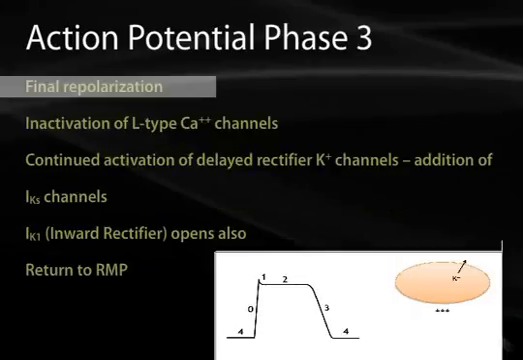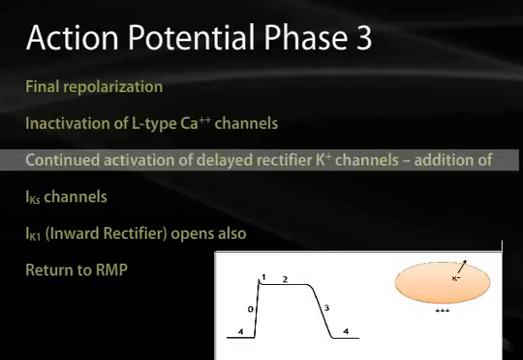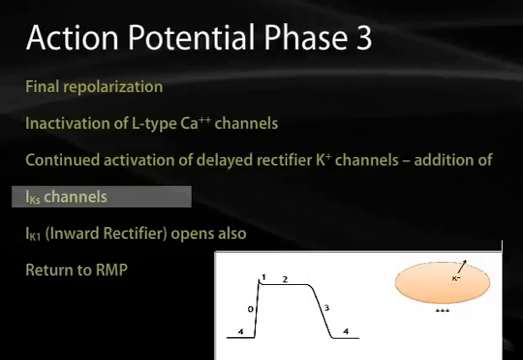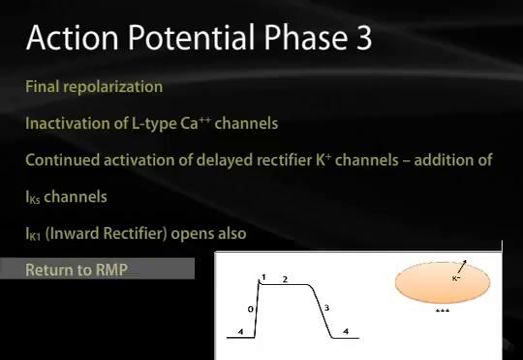Phase 3 of the action potential is the final repolarization of the cell. Those L-type calcium channels will close, but you have continued activation of the delayed rectifier potassium channels and the addition of the IKs channels. The S stands for slow. The inward rectifier channel, or IK1, will also open. The effect is potassium is pumped out of the cell, and the internal part of the cell becomes more negative. The cell then returns to the resting membrane potential.